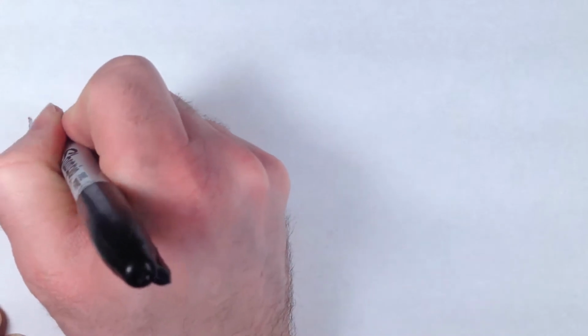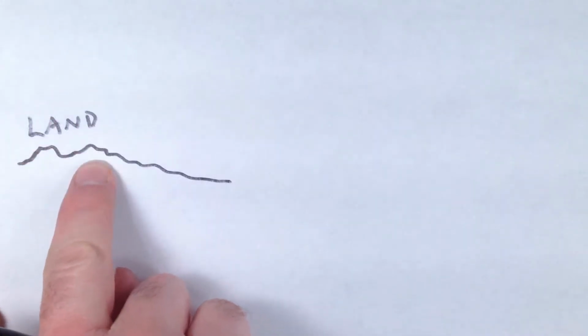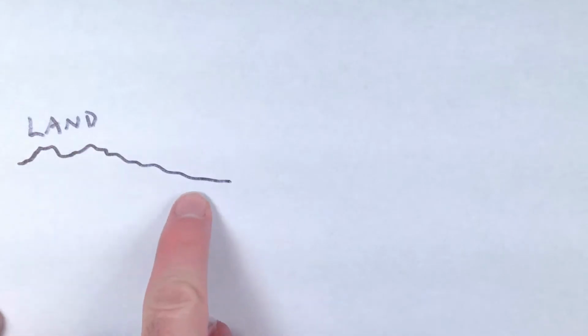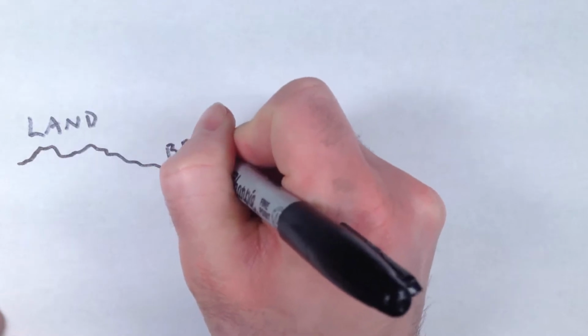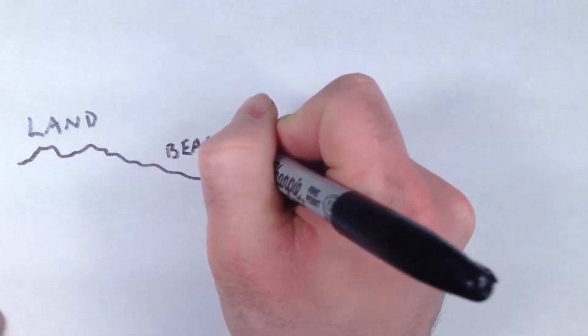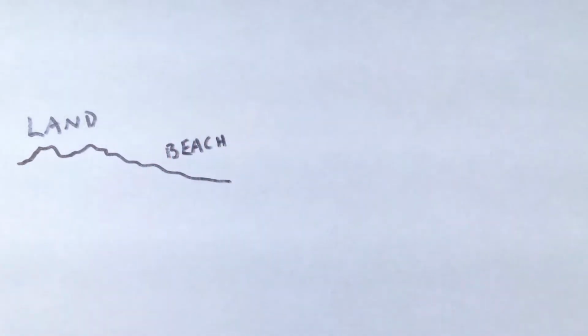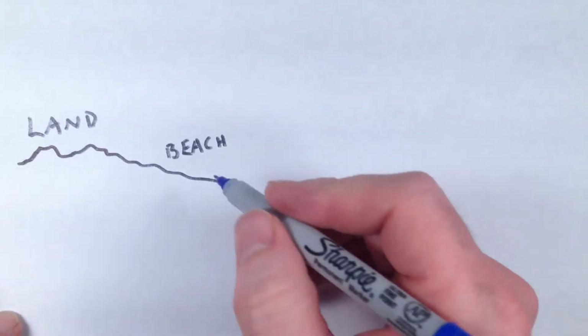Okay, so here's land. This is the place where you walk and stuff. This would be the beach. This is the place where you make sand castles. So we got land, we got beach, and that is on a map where the continent stops and the ocean starts. However, we're not looking at this from a geographical point of view. We're looking at this from a geological point of view, or more precisely, an oceanography point of view.